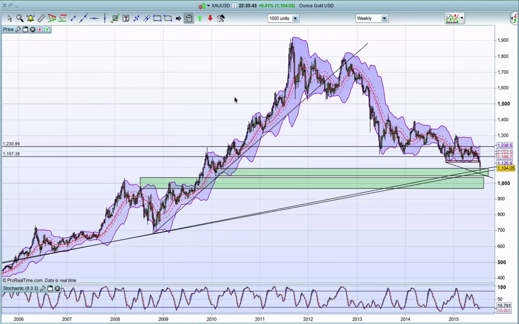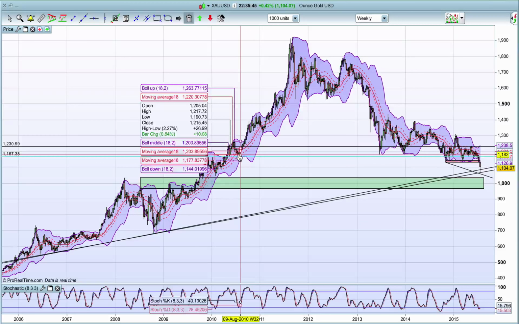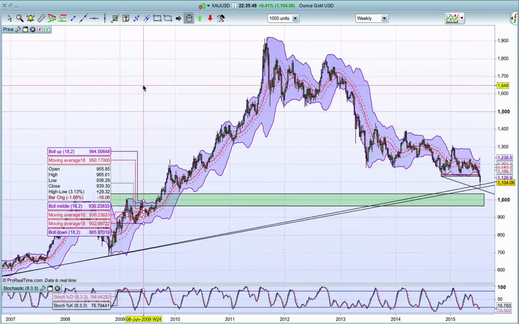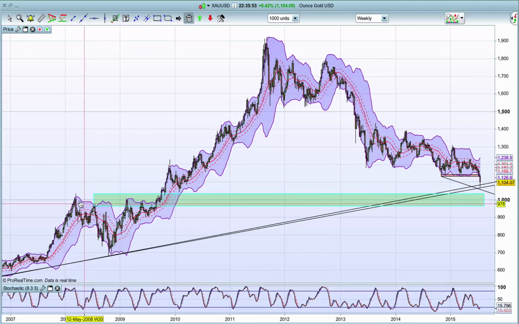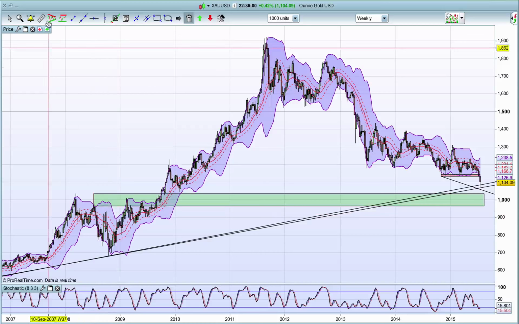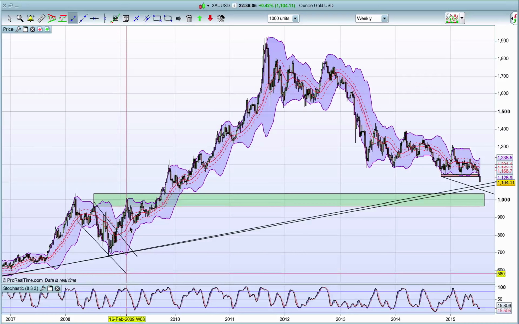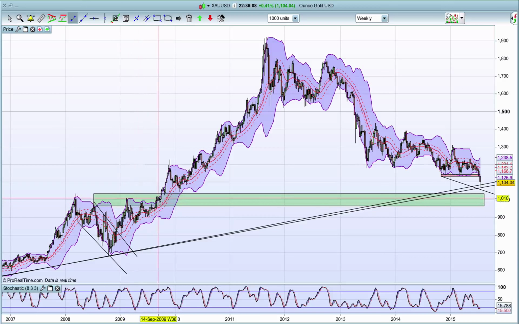Okay, why do I like that zone better? Very simple. Because this was a big level of support. This level held from 2008 all the way to 2009. Big level of resistance here. It actually took the market quite some time. This was actually a bull flag here. Okay, there's your bull flag. The market breaks out. Several more attempts at breaking this level, and it finally broke through that level. This is going to be the best level to get in if this market falls to that level.